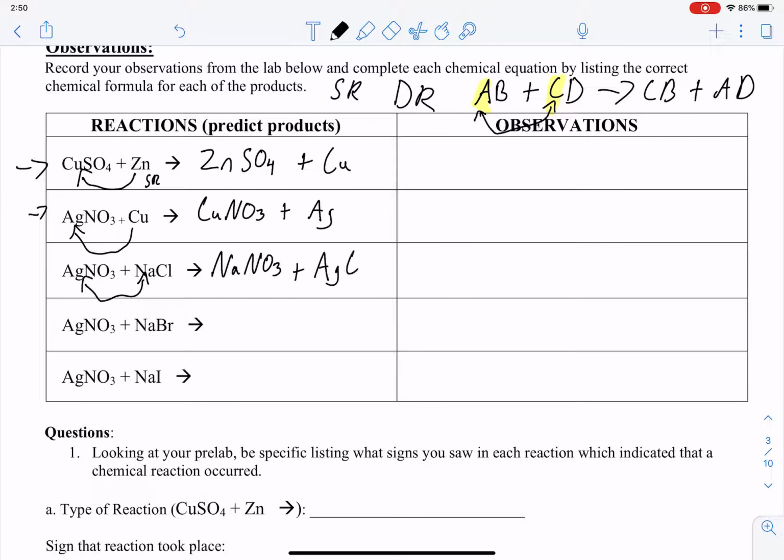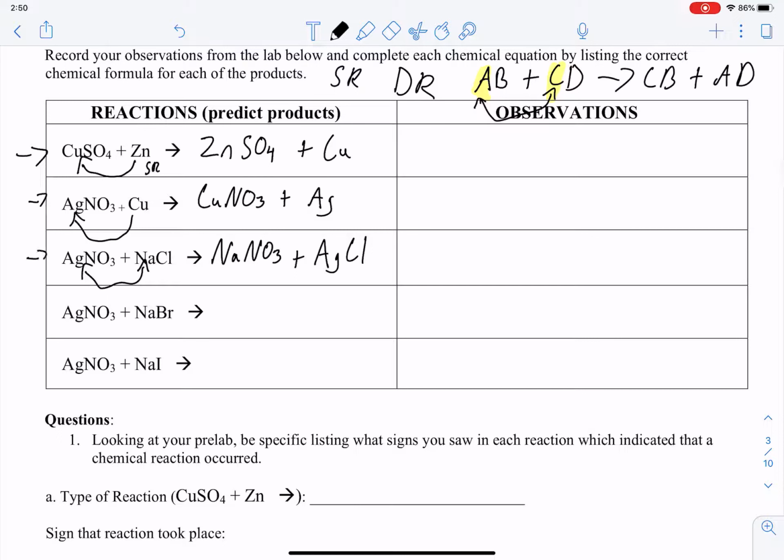Silver chloride. And then we'll do one more and then we'll move on. Same idea, silver nitrate and sodium bromide. These metals are replacing each other, double replacement. So again, we have sodium nitrate plus silver bromide.